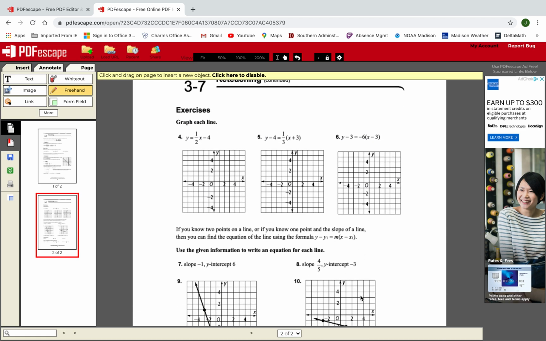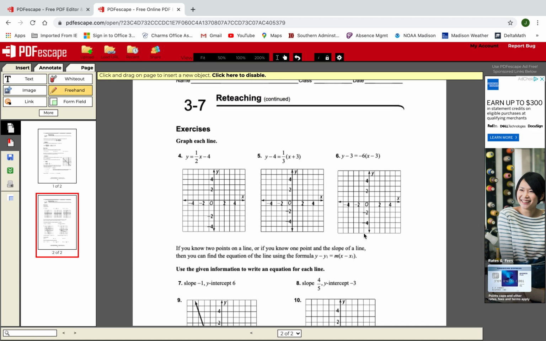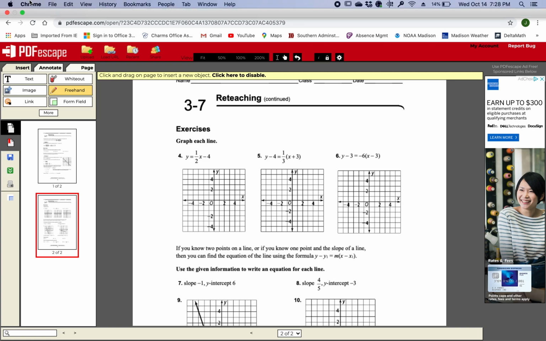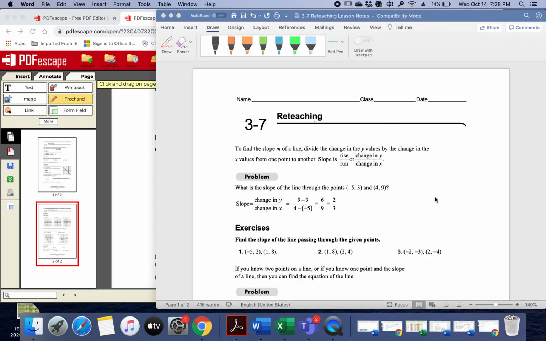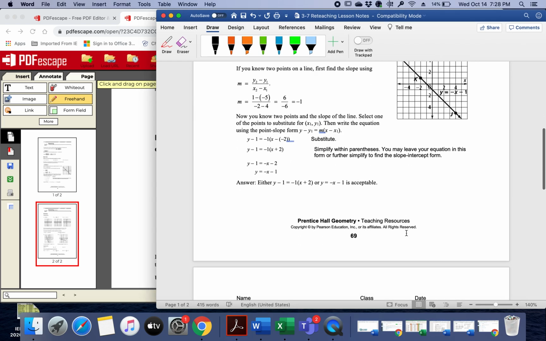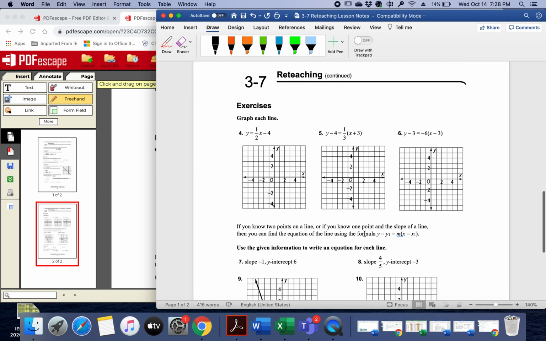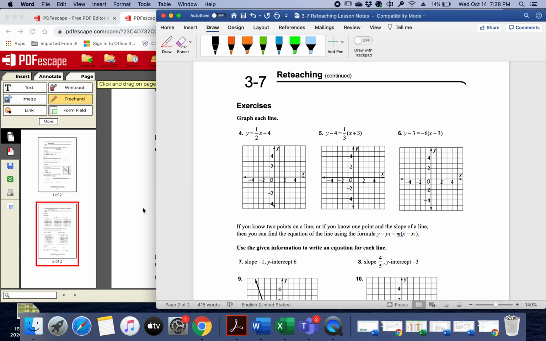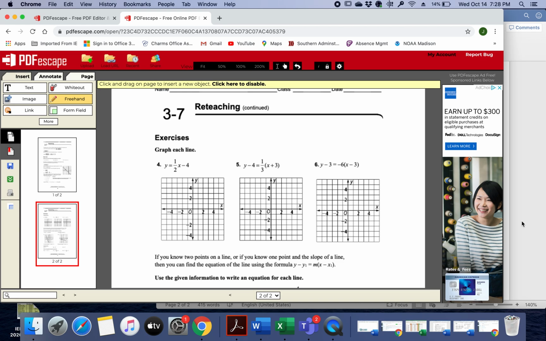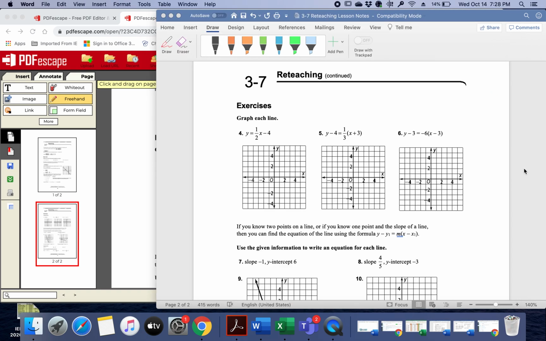So for graphing each line here on the 3-7 reteach, I'm actually going to switch to the Word version of this worksheet so that you can see a little bit better. I'm going to move up here and show the Word version of this worksheet. There it is. You can see that this is the exact same worksheet, but when it's in Word, I can draw straight lines on it. And well, at least my classes have seen that I am horrible at drawing straight lines on PDF Escape. So we're going to go over here to the Word version of it.